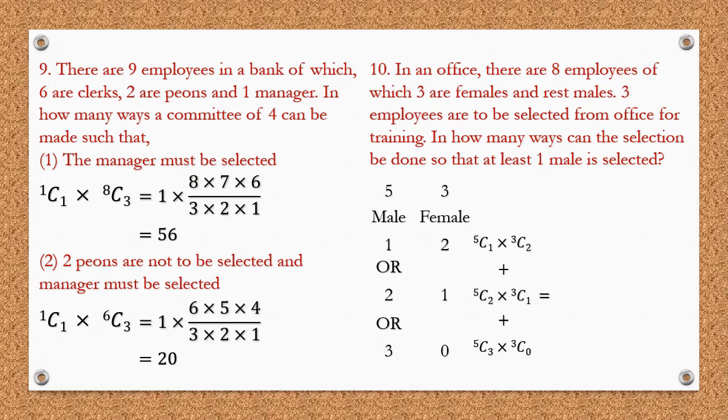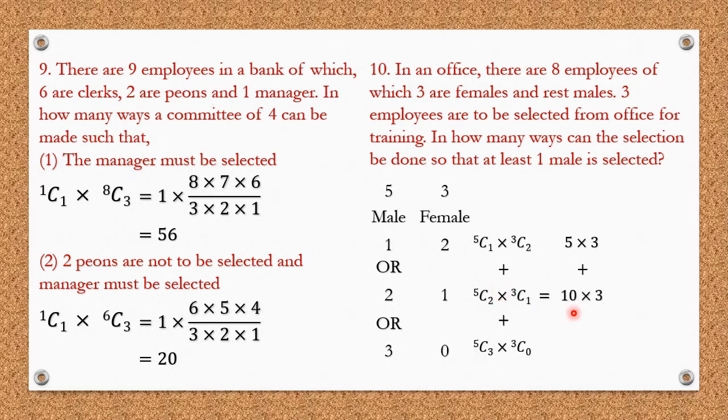Now, 5C1 here is 5, and for 3C2, you can use one of our standard norms, 3C2 is equal to 3C(3 minus 2), which is 3C1. So 5C1 and 3C1 will be 5 into 3, plus, now 5C2. Okay, so 5C2 is 5 into 4 divided by 2, that is 5 4s are 20 upon 2, 10, and 3C1 is 3, so 10 into 3.